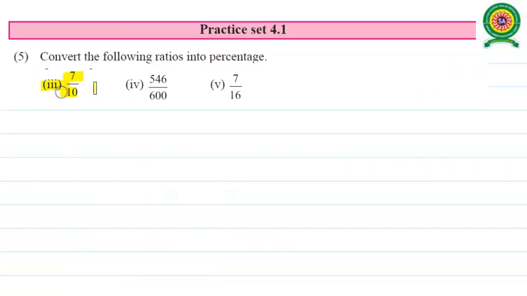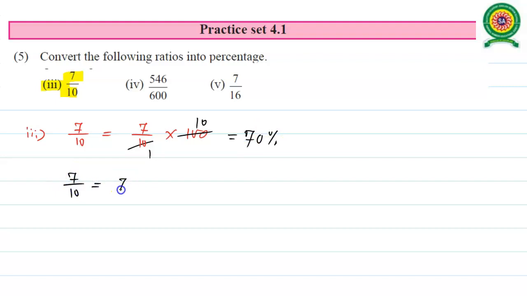Now look at the third sub question. It is of the form 7 divided by 10. Now to convert it in terms of the percentage, we have to multiply it with 100. 10 tens are 100, and 7 tens are 70. That means 7 divided by 10 is nothing but 70%.